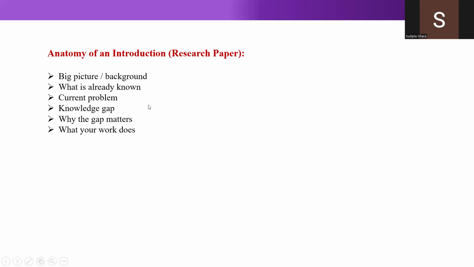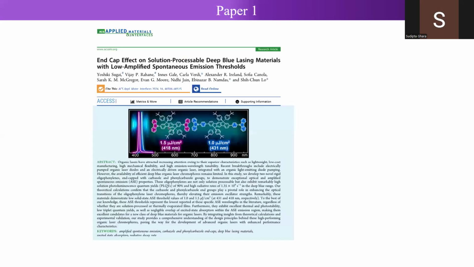So basically, a well-written introduction usually follows the sequence: first the big picture and background motivation, and then what is already known, the current problem, the knowledge gap, why the gap matters, and what the paper does.